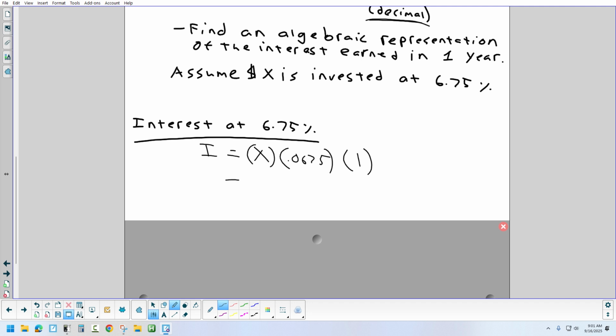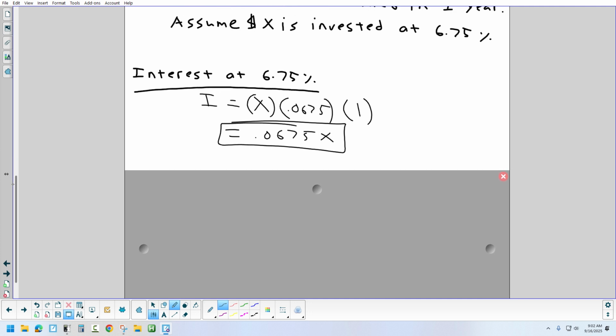Let's simplify that. How can I write that in a nice way that's a little bit more compact than what I have there? The interest is equal to 0.0675x. Yeah, that's the standard way. We always put the coefficient in front. I just wrote it in that order because that was the order of the formula, PRT. So there's a formula that represents the amount of interest earned at the 6.75%.